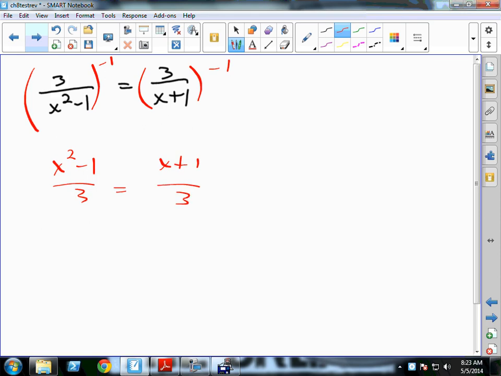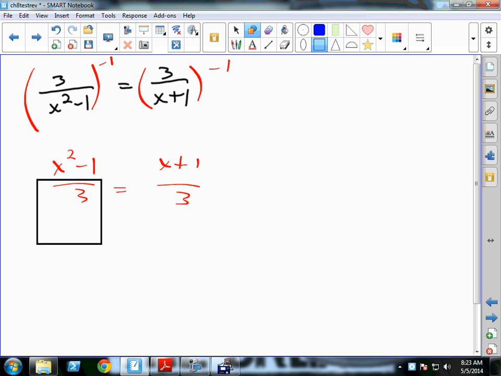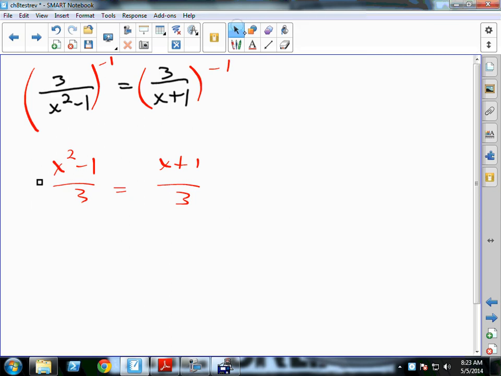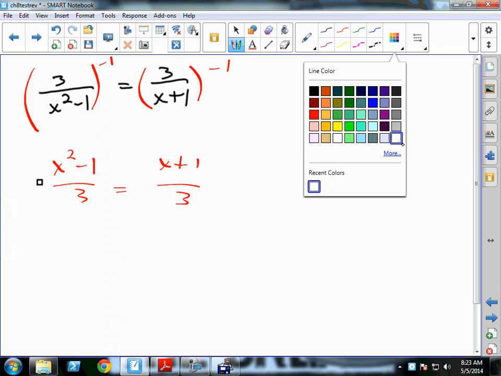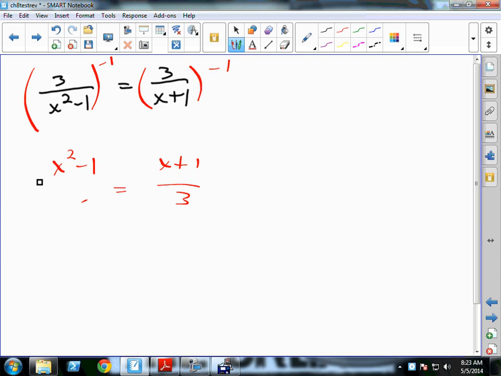If the denominators are the same, then, oh, that didn't work. If the denominators are the same, then so are the numerators. So what's that mean? Well, it means that we just have x squared minus 1 equals x plus 1, right?